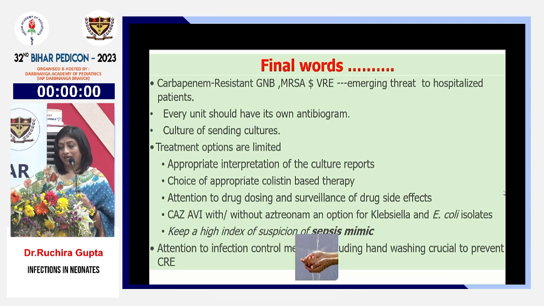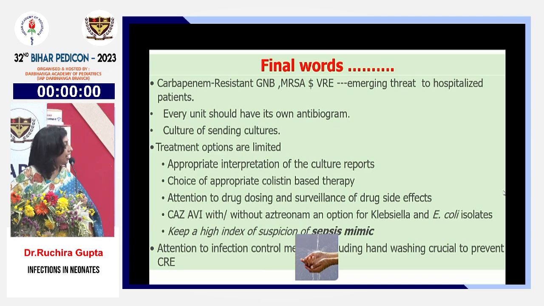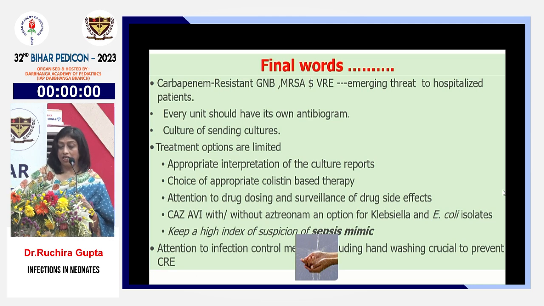So the final words are that carbapenemase-resistant gram-negative bacilli, methicillin-resistant Staph aureus, and vancomycin-resistant enterococci are the emerging threat to hospitalized patients. Every unit should have its own antibiogram. We all will have to develop a culture of sending cultures. The treatment options are very limited.